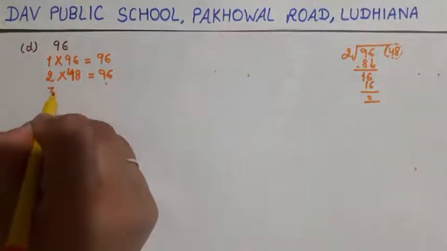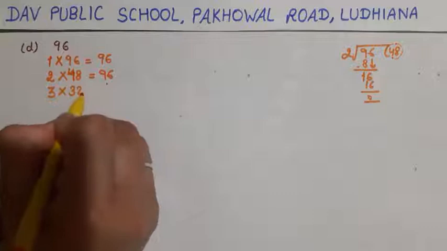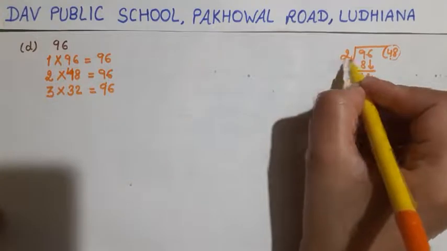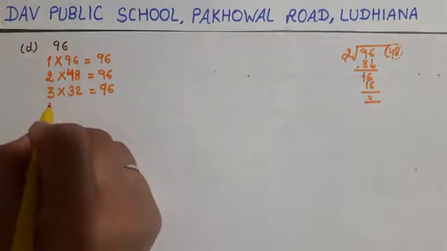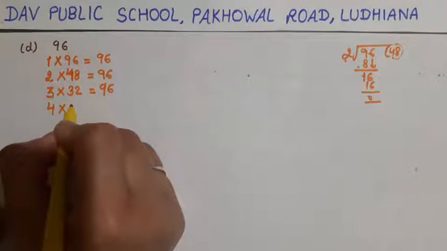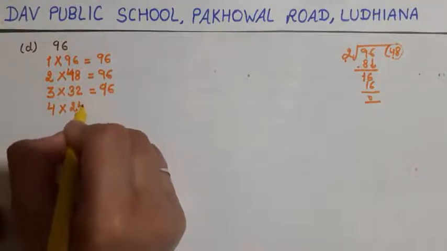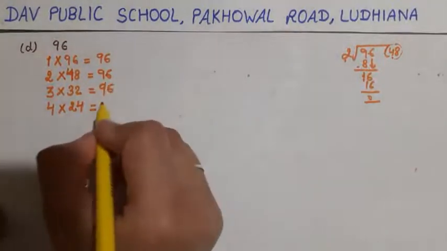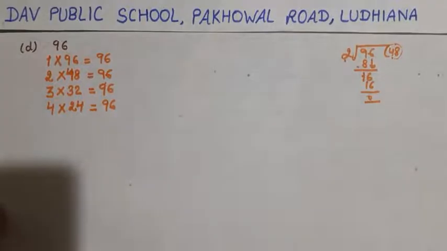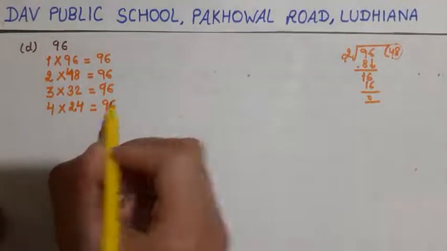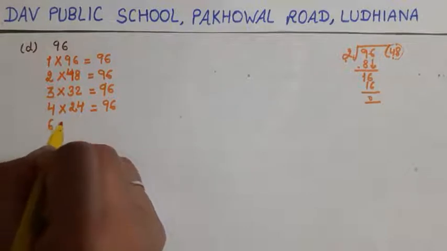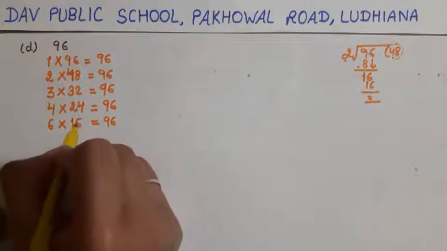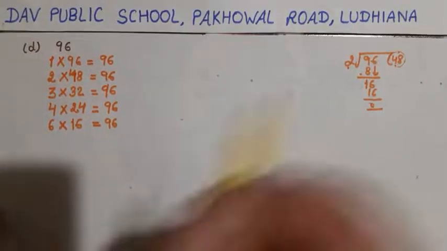Next it will be 3, right? 3 multiplied by 32 is 96. You can divide in similar way in rough work. Next 4 also divides 96 in 24, equal to 96. Next 5 does not divide 96. You can check. Next 6 will divide 96, 6 times 16. You can check.